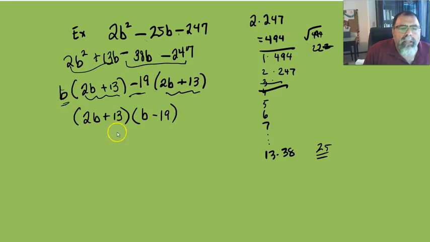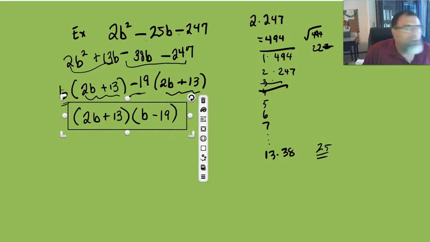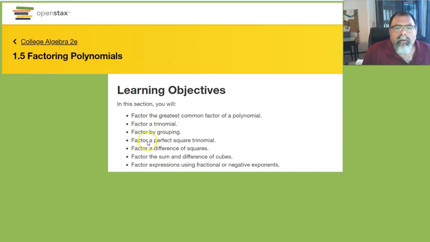And if you want to double check it, you FOIL: 2b squared minus 38b plus 13b, so that's right there. And 13 times 19 is 247, right? And it checks. So that's your answer. And this was number 18 in the exercise set. All right, on to the next learning objective.